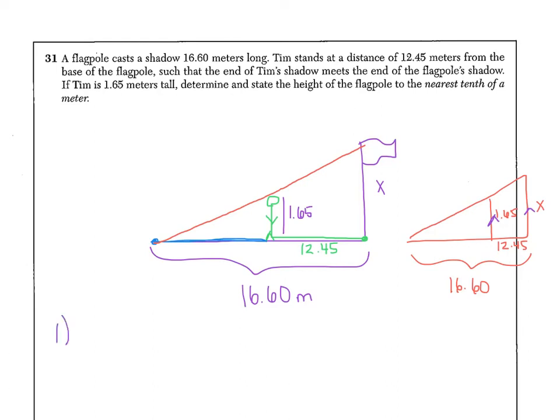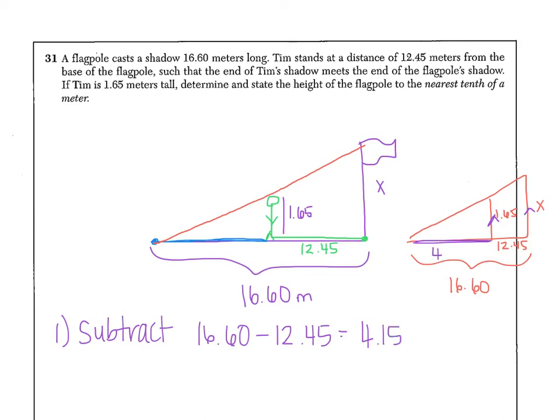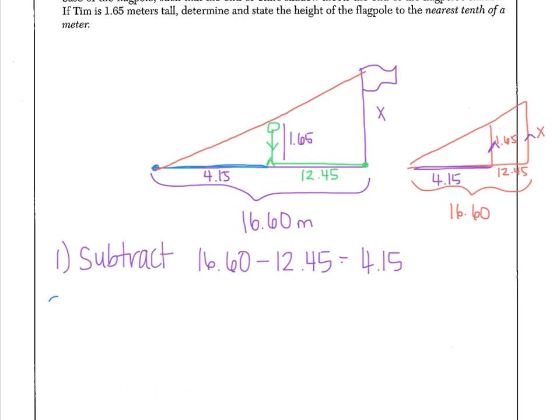So first I want to subtract to find this piece here. So I'm going to take 16.60 and subtract 12.45 to give me 4.15. So I have 4.15. I'm just going to copy it over onto the other triangle as well. Next, I'm going to think about setting up a proportion. Again, because these triangles are similar, the sides are in proportion.